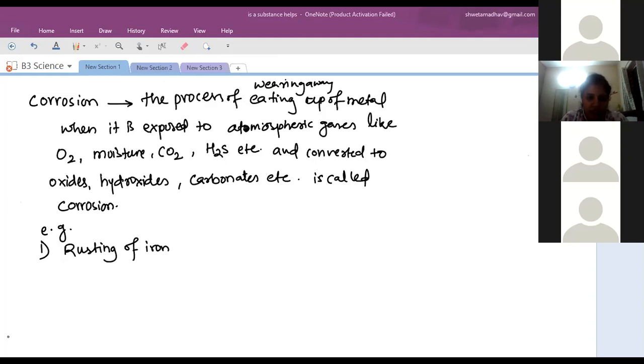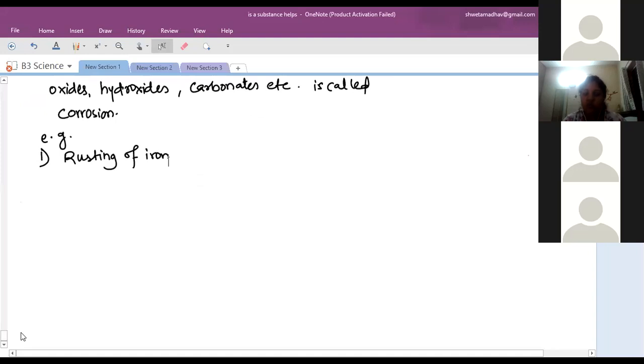Okay, so the first example is rusting of iron. Iron, when exposed to moisture and oxygen both. For rusting of iron, both the conditions are necessary. That is, iron needs oxygen as well as it needs moisture. If both of them are available, then only the rusting will take place. Rusting means formation of rust. The iron gets converted into ferric oxide. That is rust.